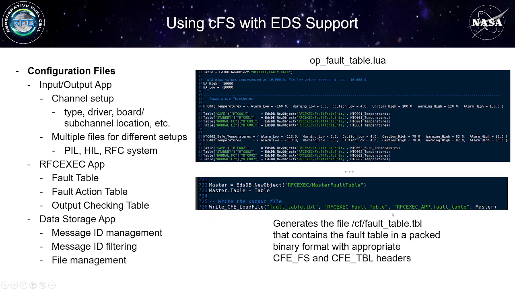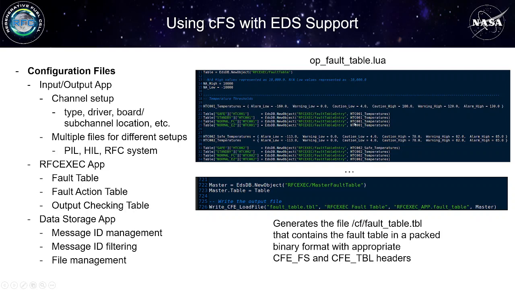Showing a quick example of one of these configuration files. We've got several configuration files that we use for the RFC project, but here's one specifically for the fault table. Now, in terms of a Lewis script, it's relatively simple. We just create an object, in this case, our fault table, and our fault table is essentially a two-dimensional array indexed by operational mode and then channel. And for each entry in our two-dimensional array, we feed in a structure that contains the alarm, warning, and caution low and high limits.